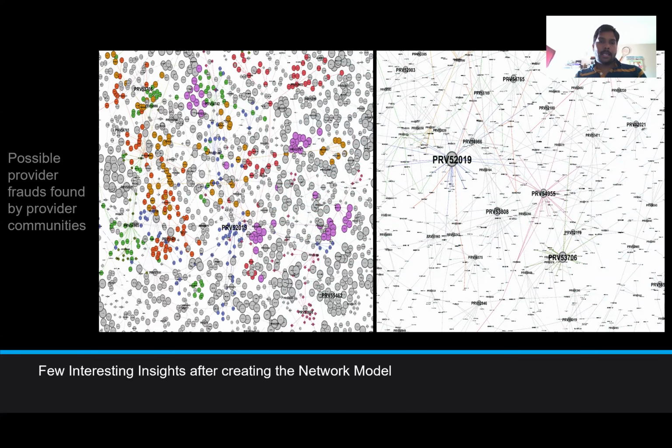Here I have zoomed in on the provider community based on modularity and the provider community based on link community detection. Here we can clearly see the providers having big communities. I took all these provider IDs having big communities and verified them against the fraudulent providers predicted by the machine learning algorithms. They have a 90% match. So providers having unusually big communities possibly have fraudulent claims.